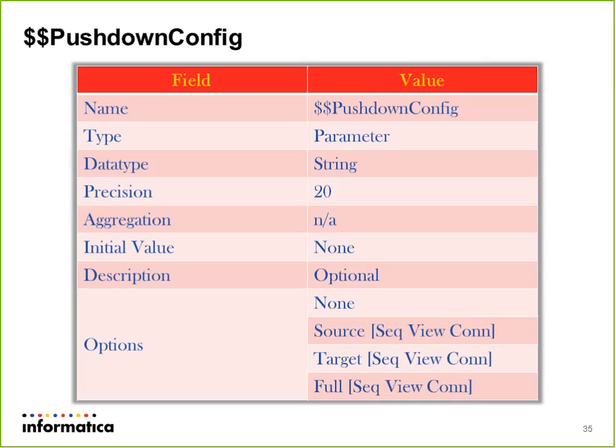It's a mapping parameter. It's a string with a precision of 20. The options it can take are none, source, target, or full. Any of these can go into it, along with the additional options of creating a sequence of views and allowing the user incompatibility across the connections. Whatever is configured on this parameter is what takes the override. Whatever is configured on the session is overridden by this parameter.